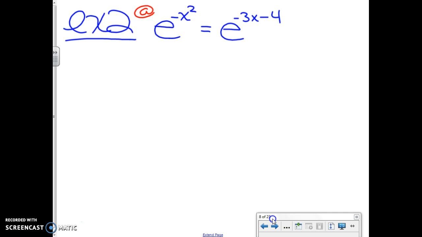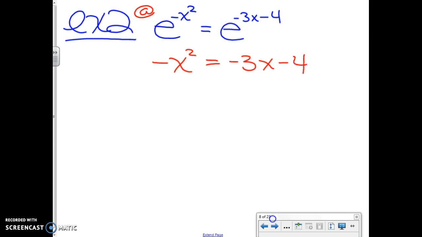Now we're going to move to something slightly different. However, I don't think this is going to frighten you too much. This is very much the one-to-one property. If I have e to the negative x squared equals e to the negative 3x minus 4, what can I do? Very good. It is quadratic. Because it's the same base, I can just pull the exponents out and work with them. So opposite of x squared equals negative 3x minus 4.